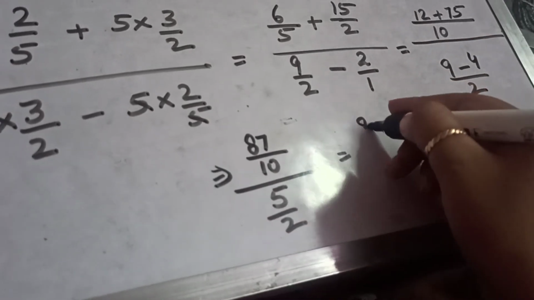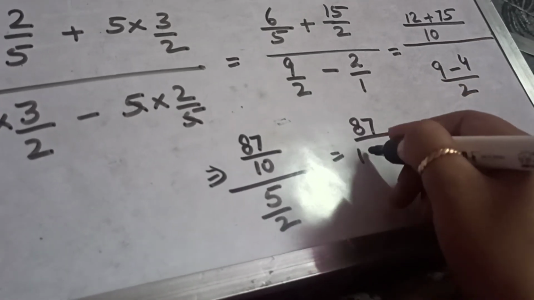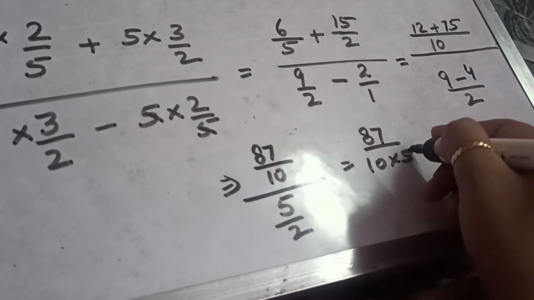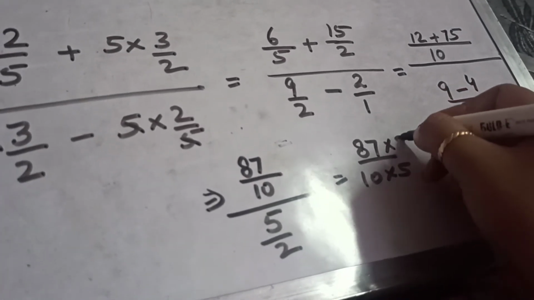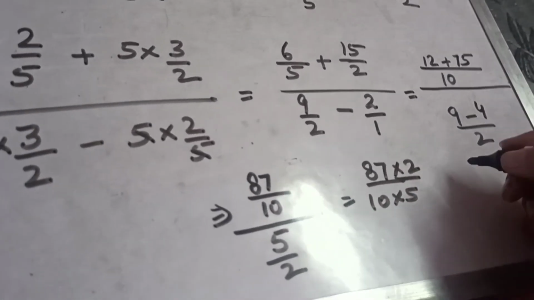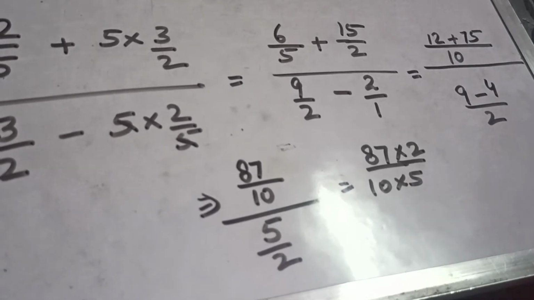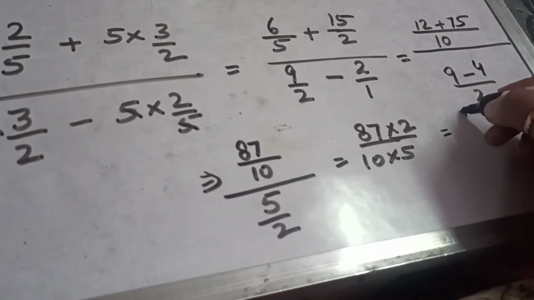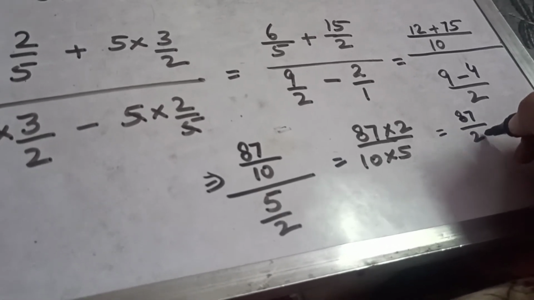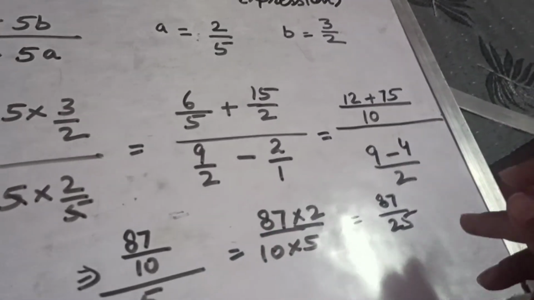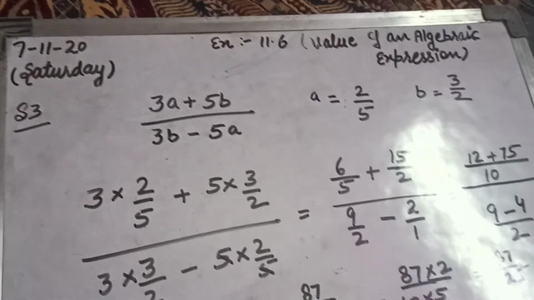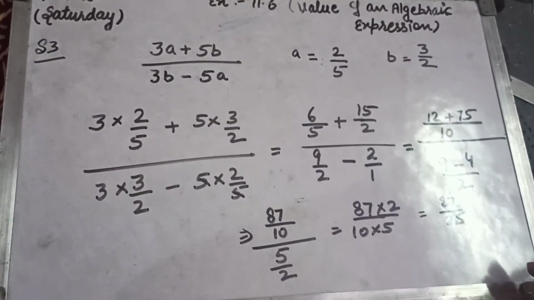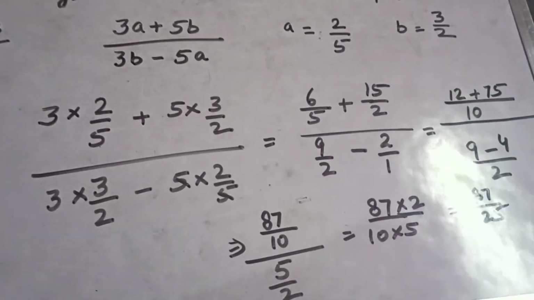This will come up to here. 87 by 10. 5 is already there. Then come here, 2. Right? Now you will multiply and write the answer. And the answer is this way. You will guess how it comes. Clear, students? This is the S3 part.